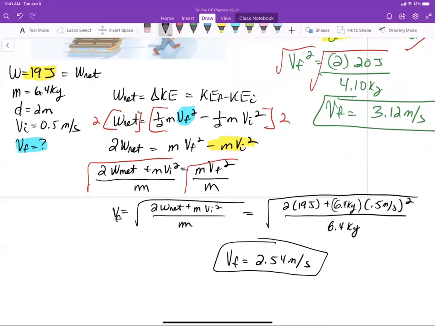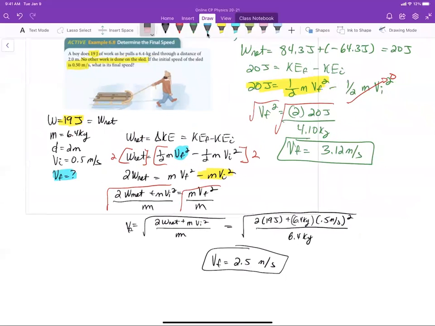So let's try again. 2 times 19 plus 6.4 times 0.5, and I square it, divided by 6.4, and take the square root. 2.5. I got a slightly different number, so I'll call it that. Okay, that's what I got. Hopefully that helps you. Reach out to me if you have any questions.